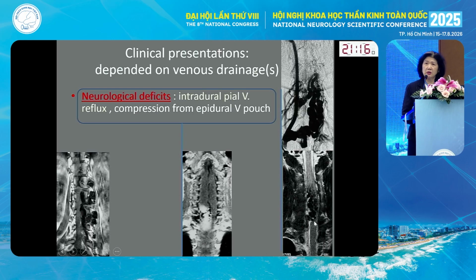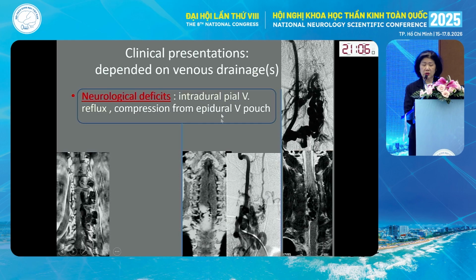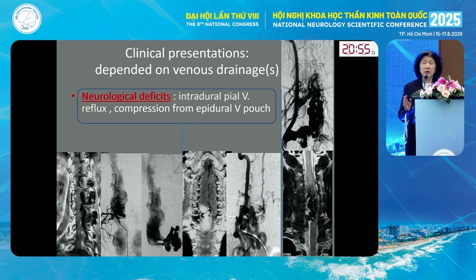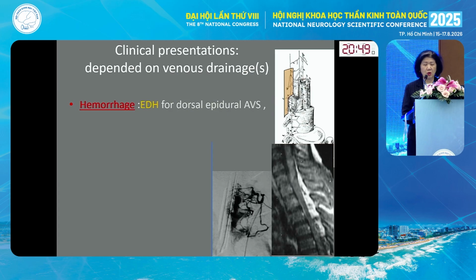And this is the angiographic pattern of each group. In the first, you see the shunt is located here, which is an epidural shunt. This one is also in the same location, but the venous drainage pierces into the dura, which makes congestion of the spinal cord. And in the last one, you can see multiple feeders coming to a dilated venous pouch and compressing the cord.